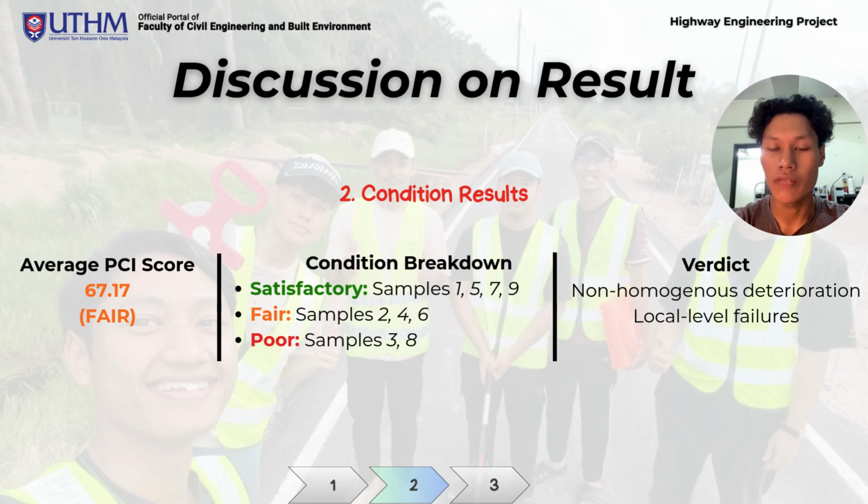When we break down the individual units, we see a mix of conditions: samples 1, 5, 7, and 9 are satisfactory, while samples 2, 4, and 6 are fair, and samples 3 and 8 are rated as poor. Our final verdict is that the road is experiencing non-homogeneous deterioration, meaning the damage is not uniform, but rather consists of local level failures that need to be addressed.